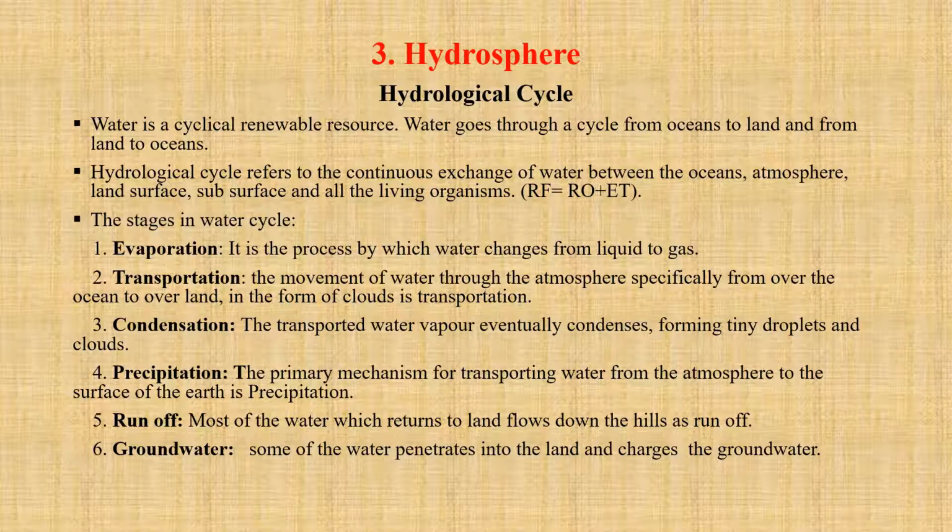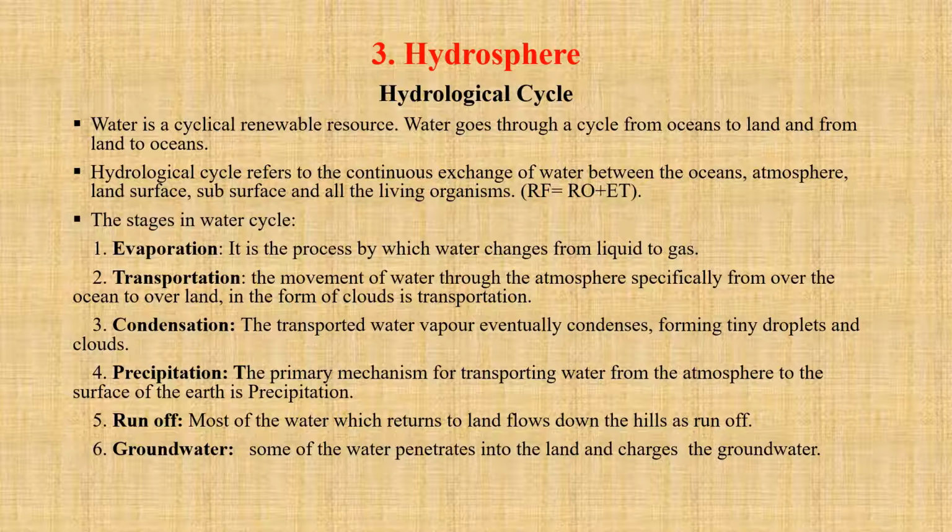In the hydrological cycle there are 6 stages. The first one is evaporation. Evaporation is the process by which water changes from liquid to gas. Next is transportation. Transportation is the movement of water through the atmosphere, specifically from over the oceans to over land in the form of clouds. Are you listening to me carefully, children?